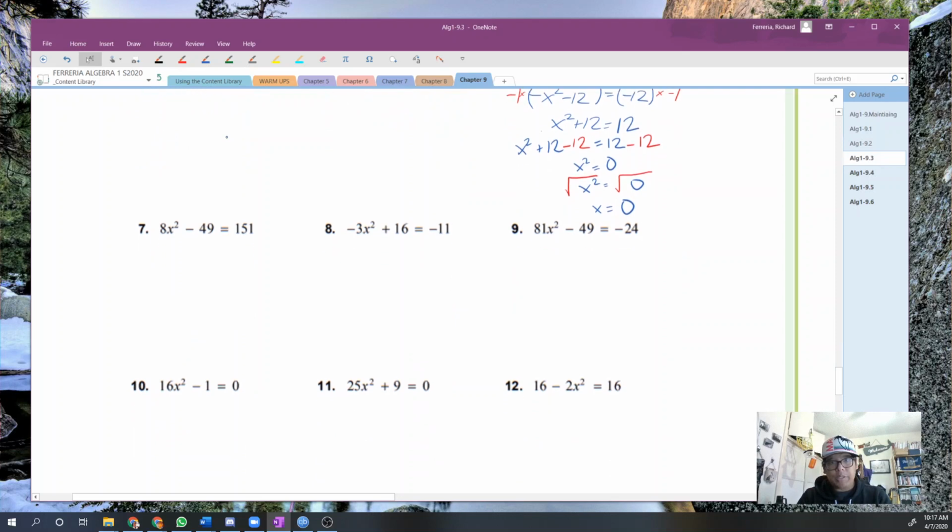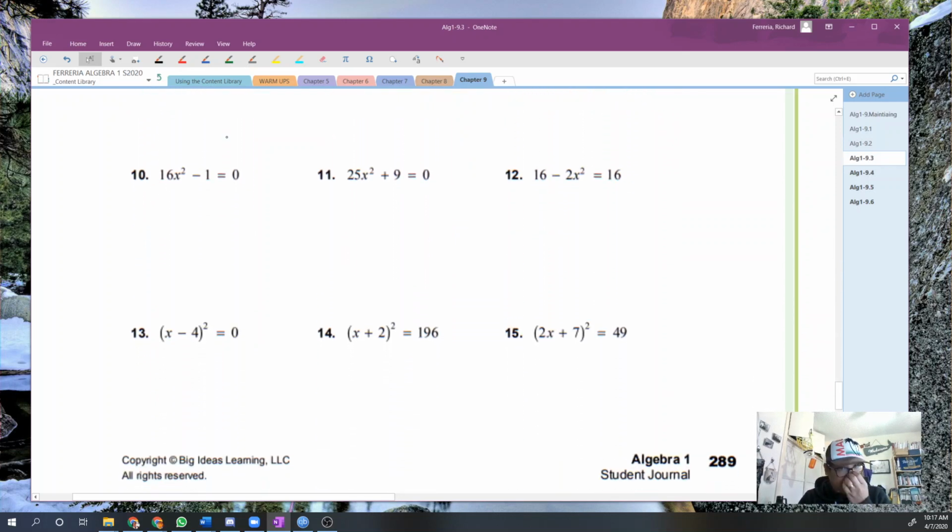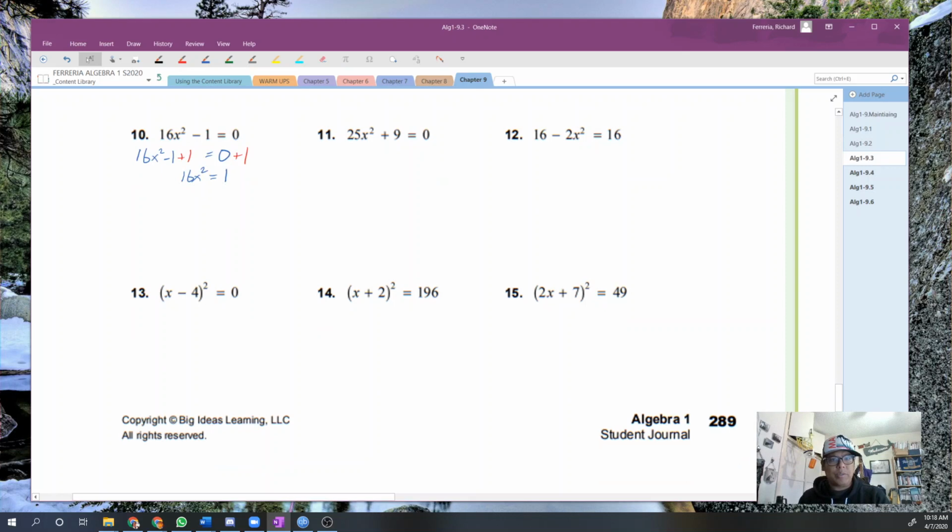Okay, we're moving on to question 10. And in question 10, I think the first thing that we're going to want to do is add 1 to both sides. And so you get 16x squared equals 1. After you're done with that, divide both sides by 16, and you'll get x squared equals 1/16.